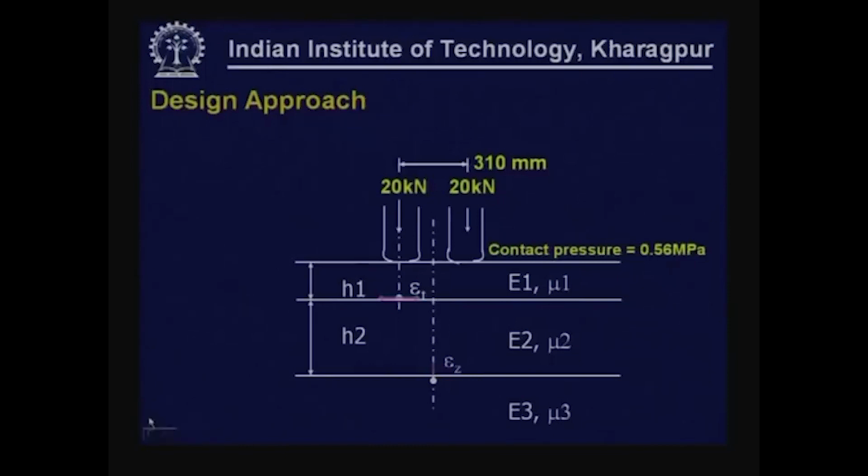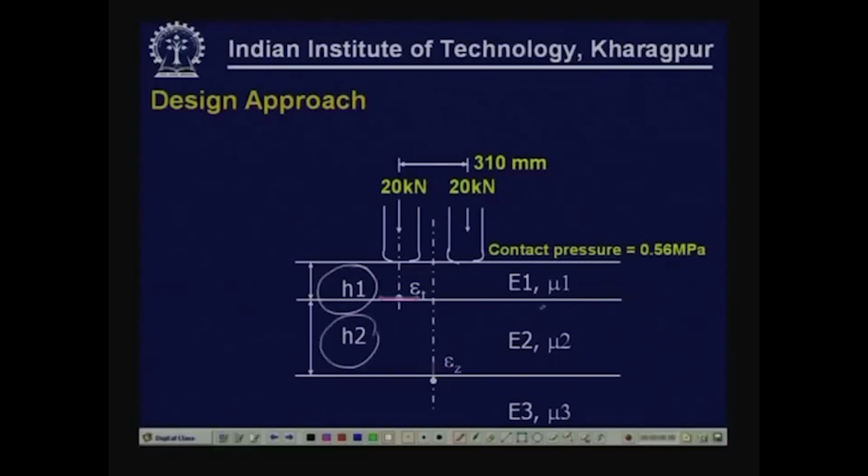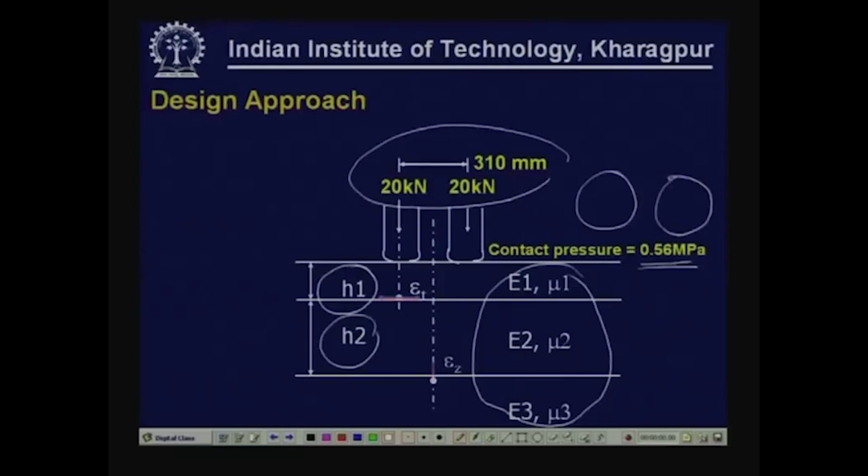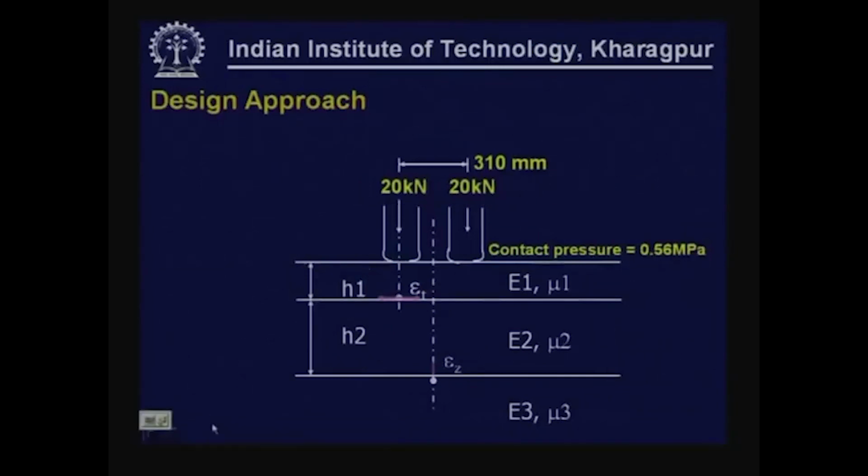We have selected H1 and H2. We also selected the material properties on the basis of guidelines that are available, and this is the standard loading that we are considering: 20 kilonewton, 20 kilonewton at a center to center spacing of 310 millimeters, applied at a contact pressure of 0.56. We are also assuming these to be circular contact areas. So, for these loading conditions for this pavement system, we select a trial combination of H1 and H2, then we calculate epsilon T and epsilon Z, then we will compare these two values with allowable values.